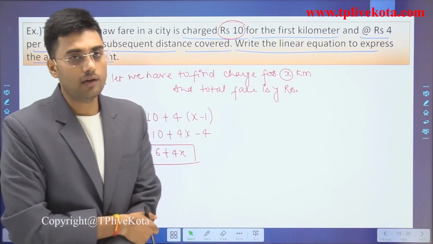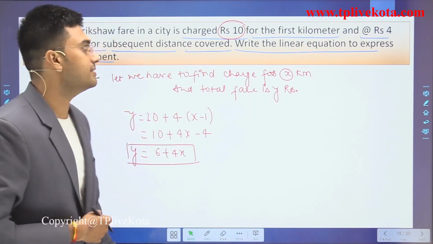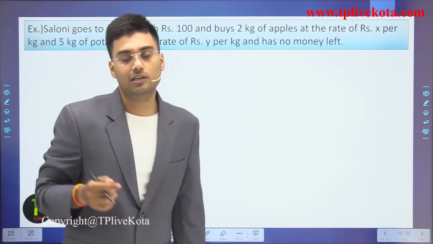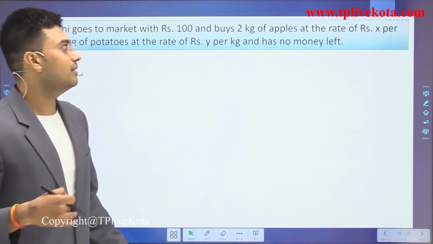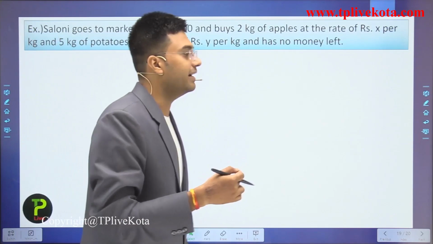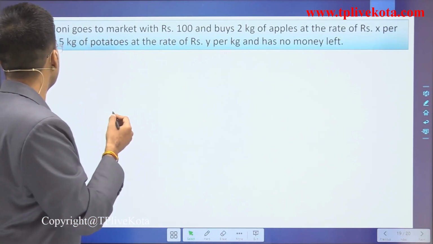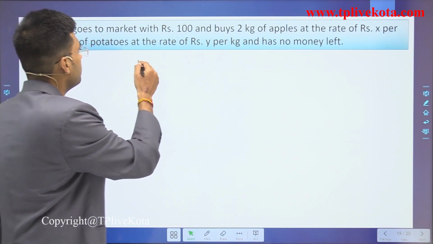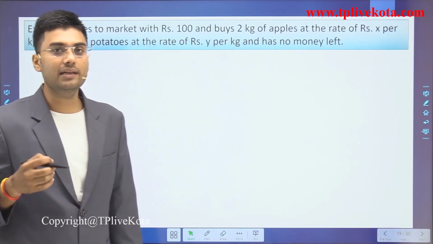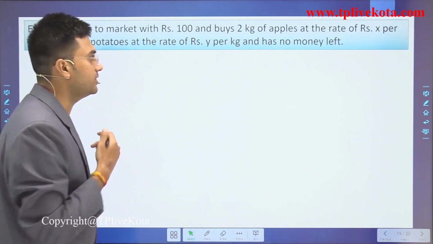Clear? Now after this question let's move to the next question, and the next question is, Saloni goes to market with rupees 100 and buys 2 kg of apple at the rate of rupees x per kg and 5 kg of potato at the rate of rupees y per kg and has no money left. So we have to find the linear equation which represents this information.